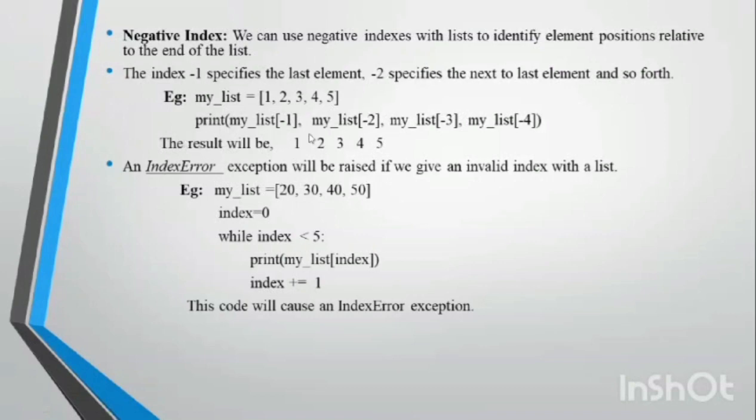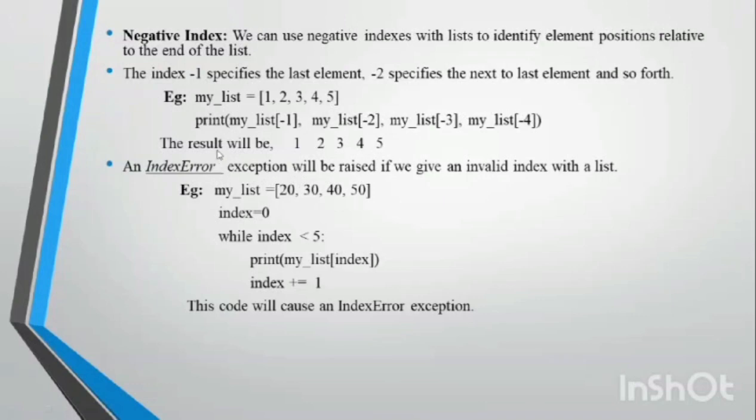Here is an example. We have my list equal to 1, 2, 3, 4, 5. Print my list of -1, my list of -2, my list of -3, my list of -4. The result will be 5, 4, 3, 2, because -1 means 5, -2 means 4, -3 means 3, -4 means 2, and -5 means 1. An index error exception will be raised if we give an invalid index with a list.